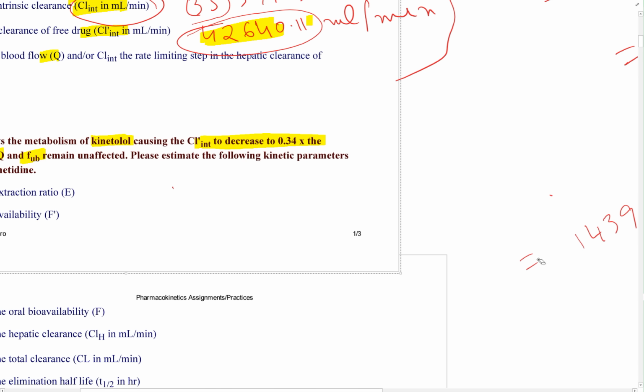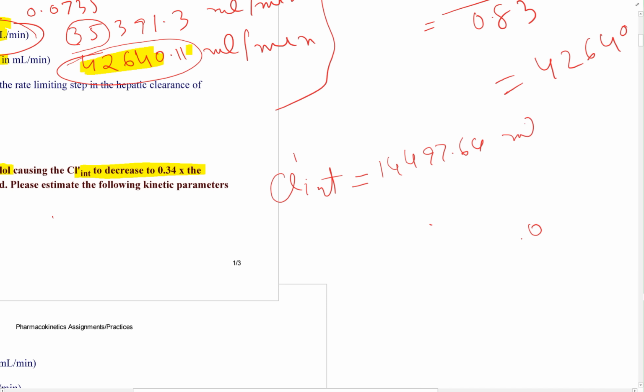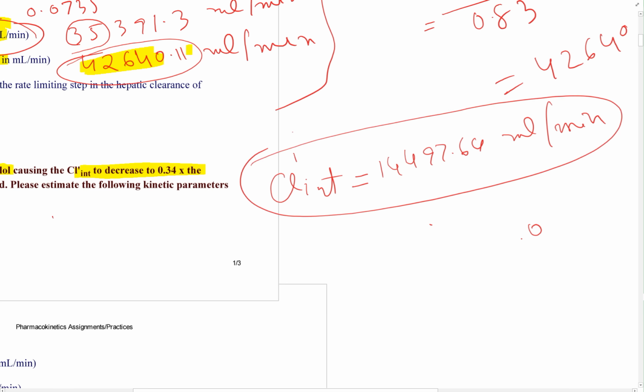Just remember, CLINT prime is 14497.64 milliliter per minute. This is our new CLINT prime. So just remember, we have to use this thing over and over.